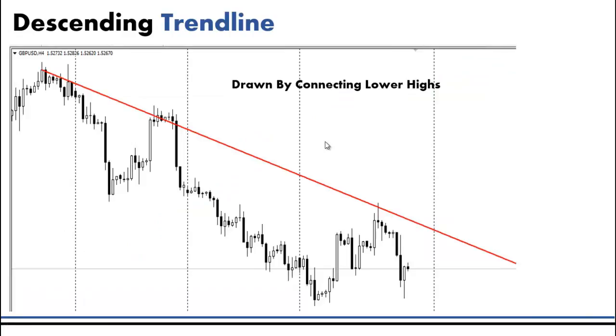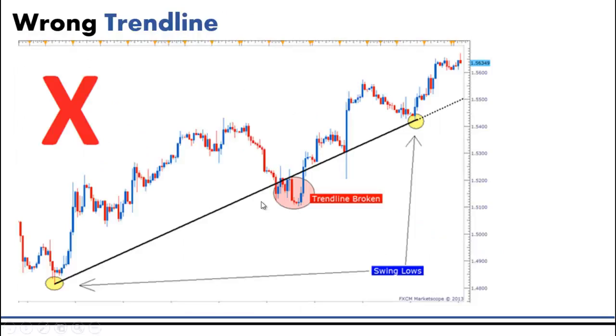Now, the descending trend line is the exact opposite of an ascending trend line. The descending trend line is drawn by connecting lower highs. There is a high here, there is another high, and there's another high around this point. Once you connect these highs, you have a descending trend line.